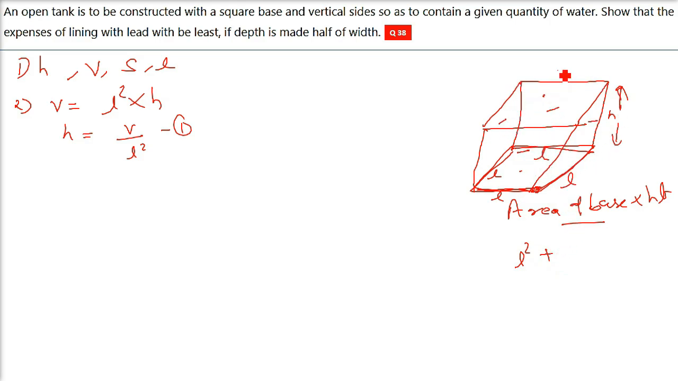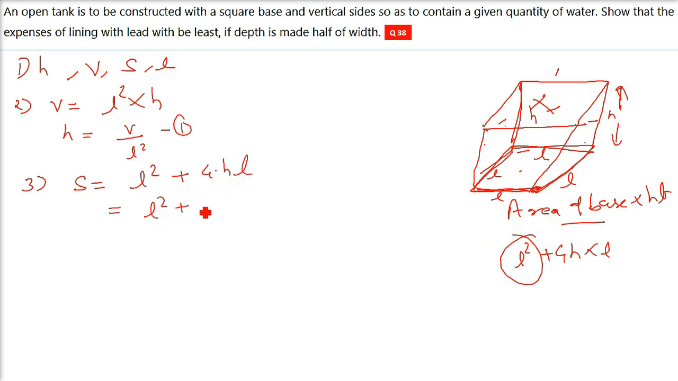Now there are 4 walls here. The 4 walls, one of the area will be H into L. So 4 walls are there, so 4 into H into L. So H into L you can take, but just multiply it by 4 because there are 4 walls. So what did I tell you just now? Surface area is L square plus 4HL. Now this H has to be replaced by V by L square. You can just cancel these two. Surface area is L square plus 4V by L.